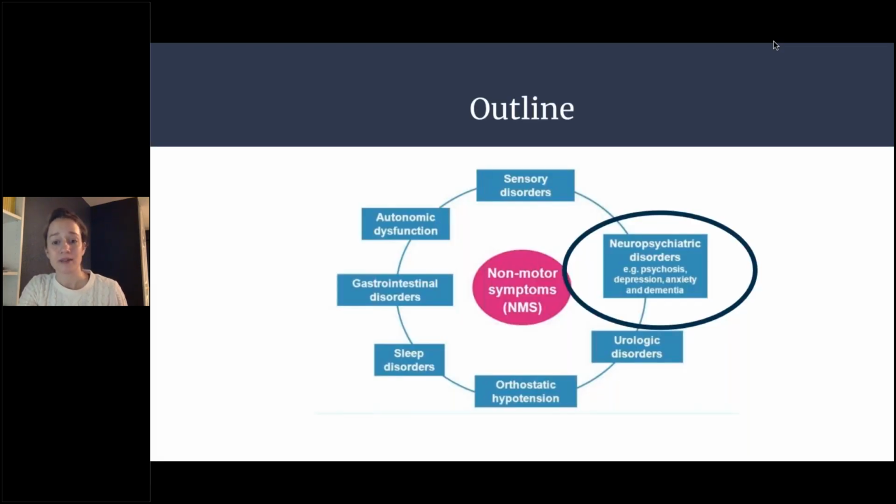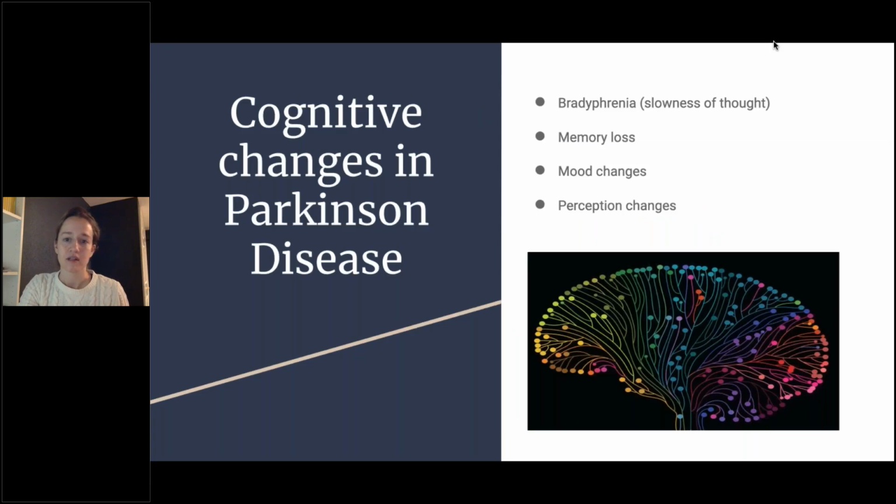The first thing we'll talk about is cognitive changes, or thinking changes. There are a few different cognitive changes in Parkinson's disease. The four that I'd like to talk about are slowness of thought, or bradyphrenia, loss of memory or changes in memory, changes in your mood, and also changes in how you perceive the world around you.